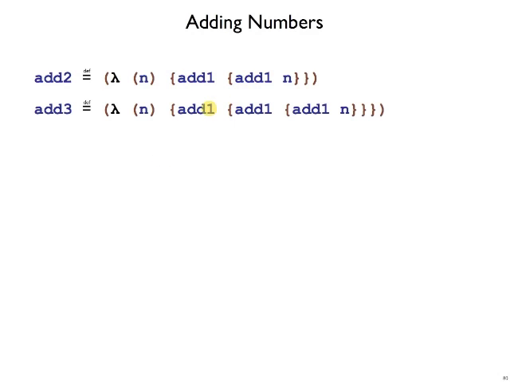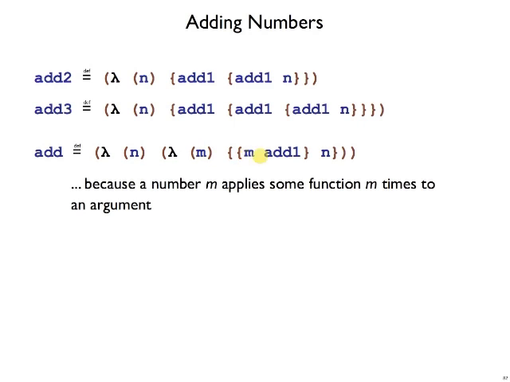If you want to add 2 to a number, you can just use add1 twice. And if you want to add 3 to a number, you can use add1 3 times. But what if you want an add function that takes 2 numbers and adds the second one to the first one? Then you would need to use add1 m times for an argument m, starting with n. Fortunately, because we know the encoding of m, we know that m will take some function like add1 and apply it to some argument like n m times. So we can add m to n by starting with n, adding 1 m times.